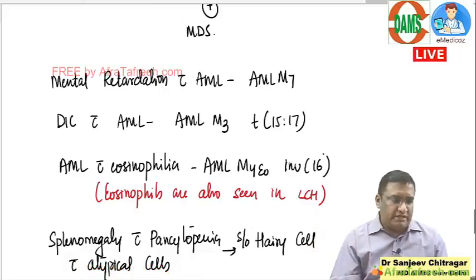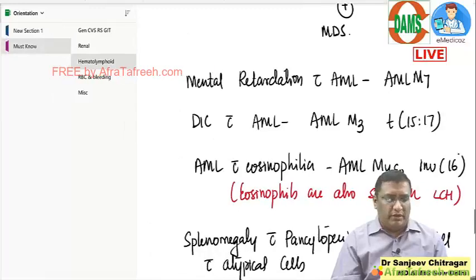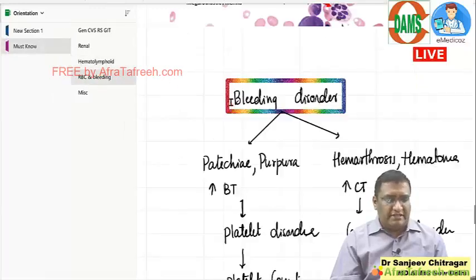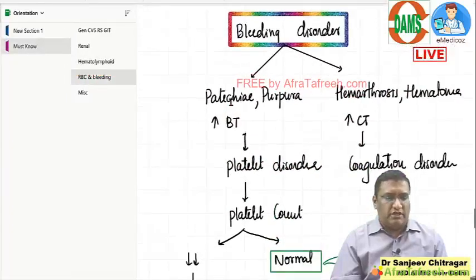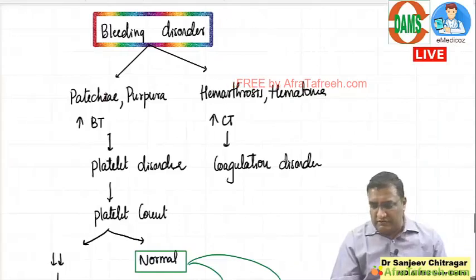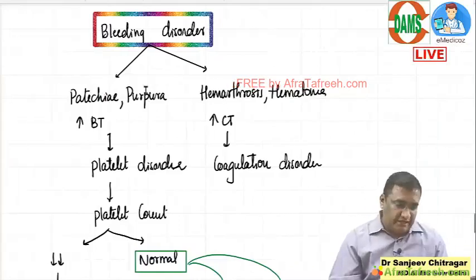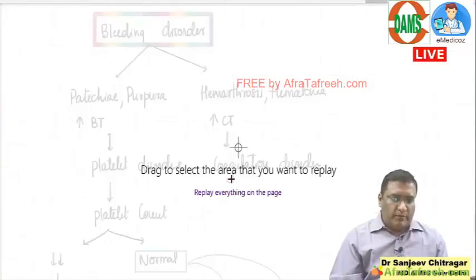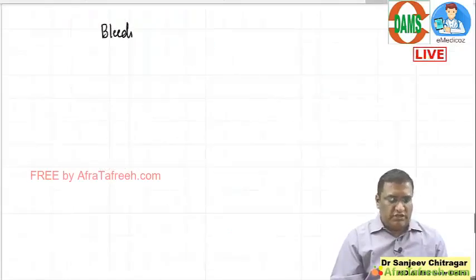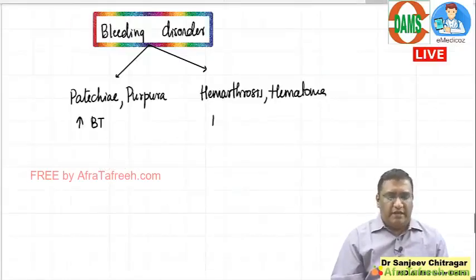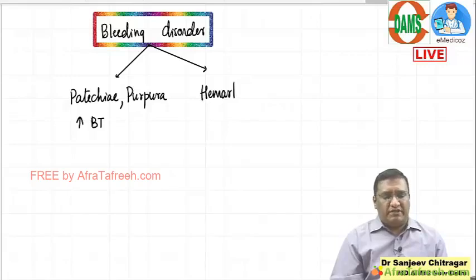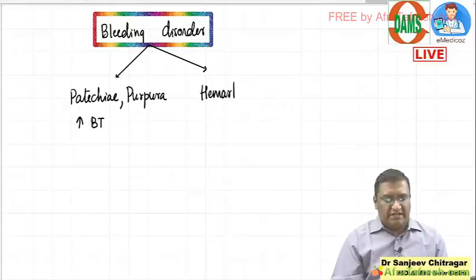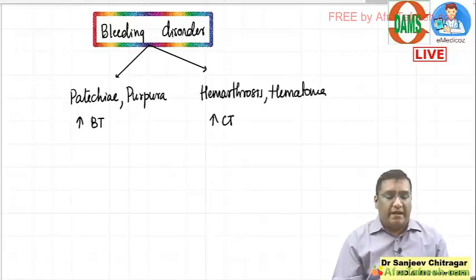So this was about the hematolymphoid. The last thing I will discuss now is bleeding disorders, a quick approach. Whenever a patient is having bleeding, look for petechiae and purpura with increased bleeding time. That is one. On the other side is hemarthrosis, hematoma, and increased clotting time.